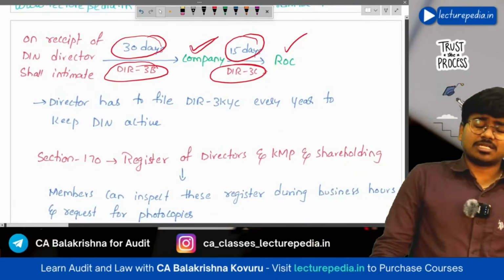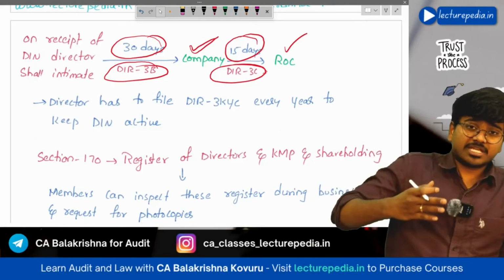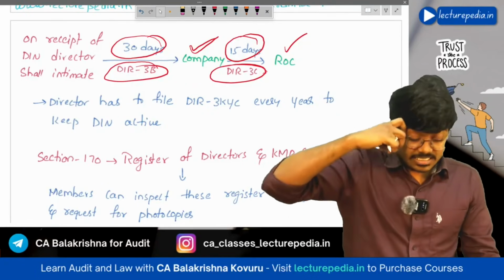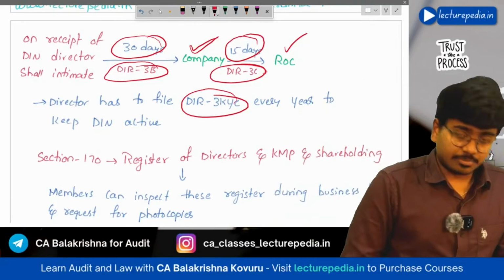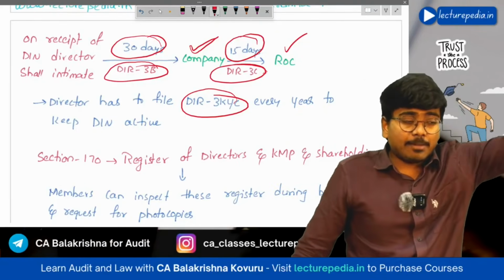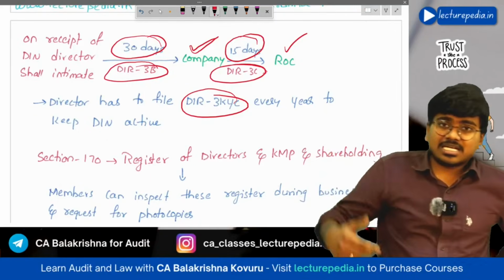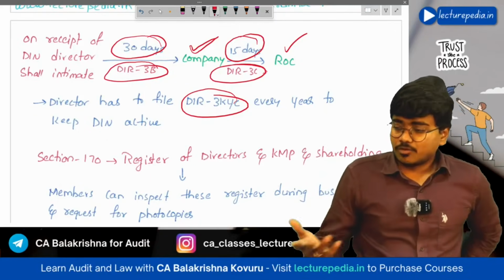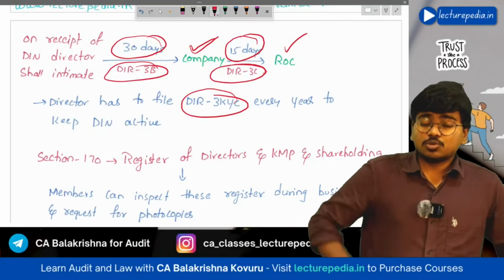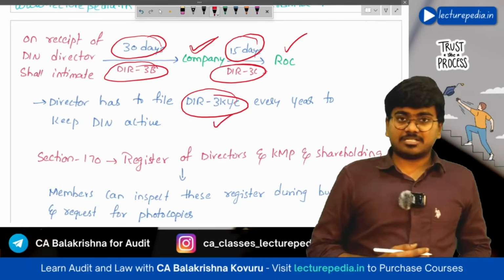And after the director has got a director identification number, from then onwards, every year he has to file DIR-3 KYC. That means, whether the details that you gave at the time of application for the DIN are the same or whether there are any changes, like your address or your contact details. If there is any change in those details, you need to update them on a yearly basis by filing DIR-3 KYC.